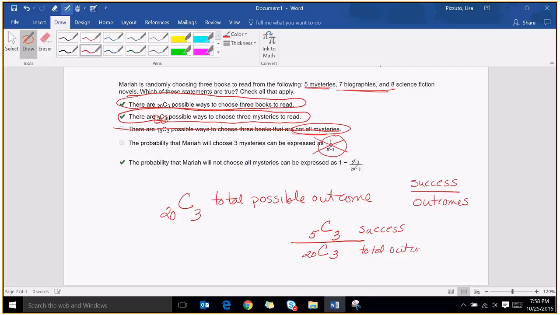Now, if we read this sentence again, it says not choose all books. This is your complement. Remember we talked about the complement a second ago? Yes. So you do 1 minus that probability. 1 minus that probability to get the complement.